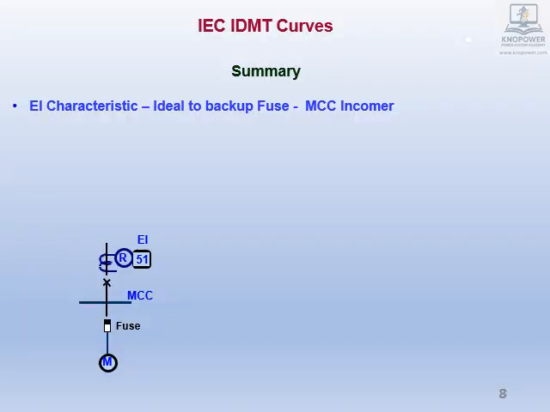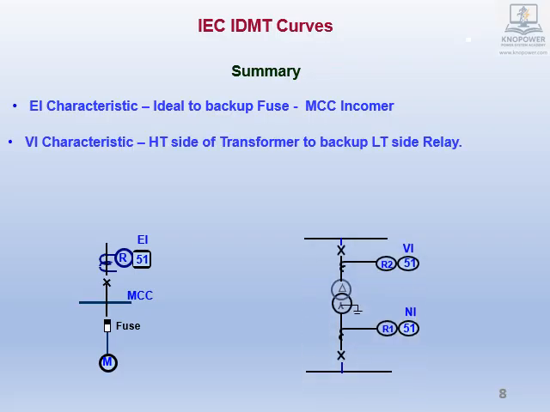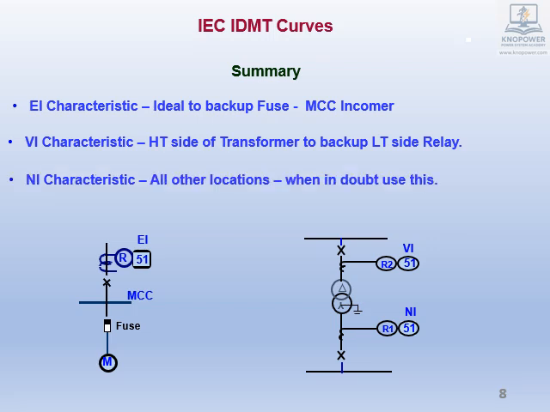We will summarize the observations. EI characteristics is ideal to back up the fuse. For MCC incomer, this is preferred characteristic. Choose VI characteristic for relay on HT side of transformer to backup relay on LT side. Choose NI characteristic in all other locations. When in doubt, try this as the first option.